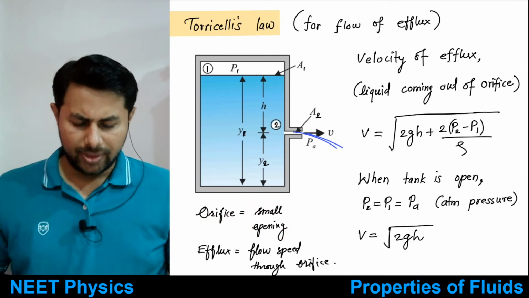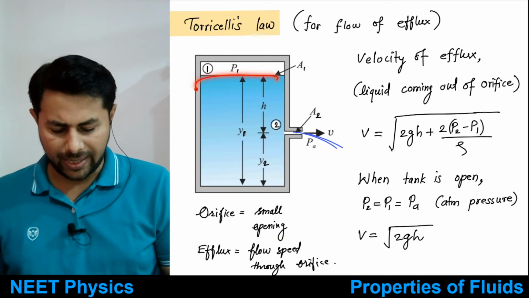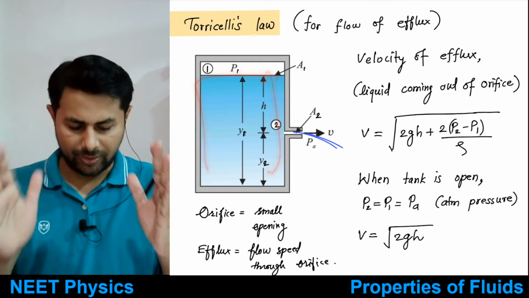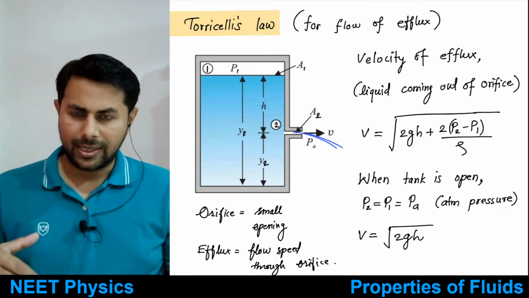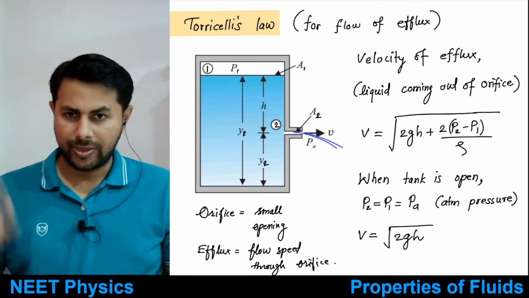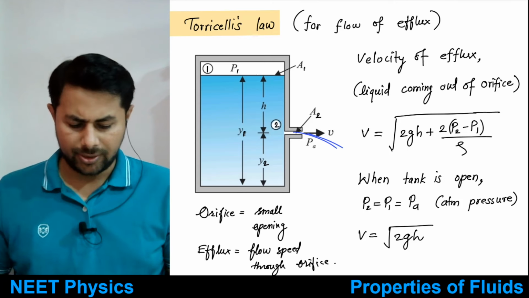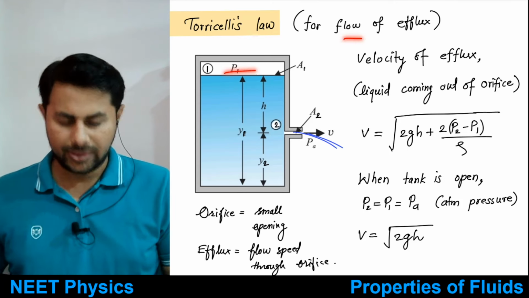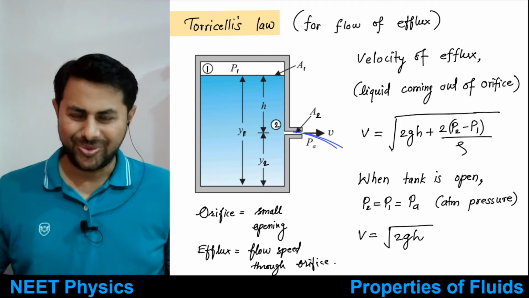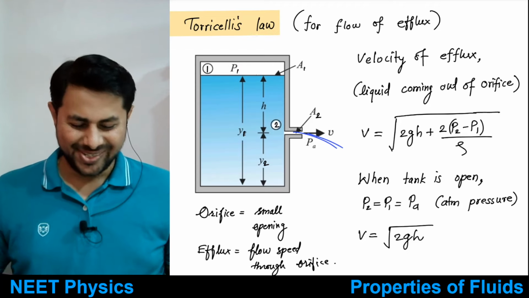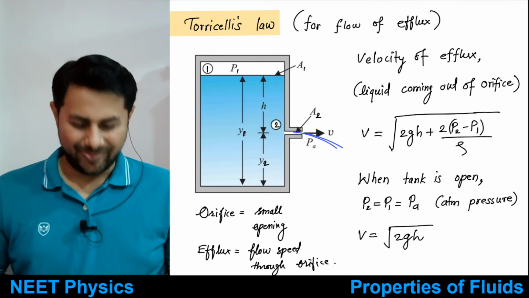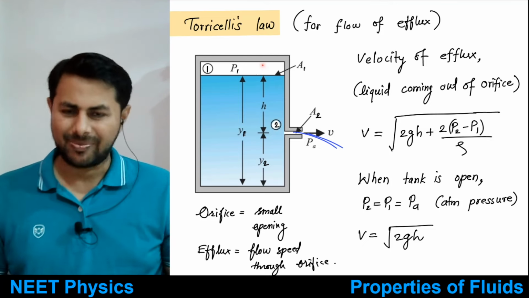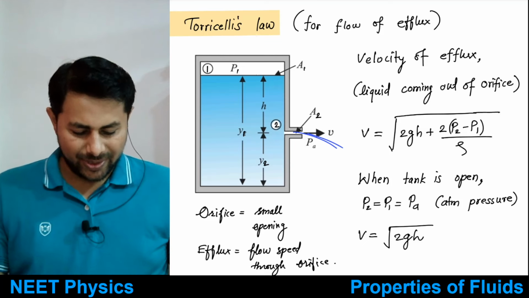So suppose we have a tank like this. It might be a closed tank, it might be an open tank, so we need to be careful here. Generally this law would be true for both the tanks, right? But then the formula would be different for both of them.